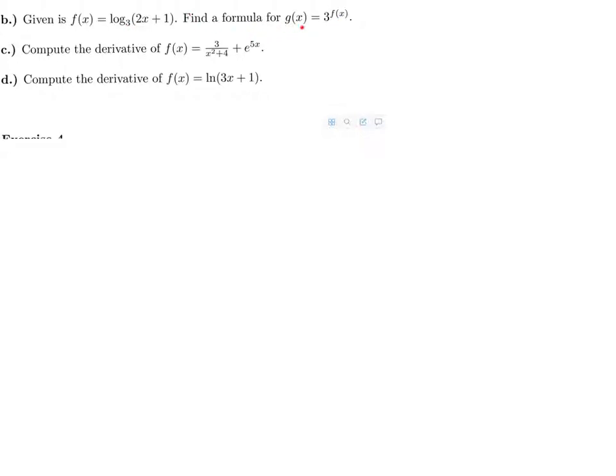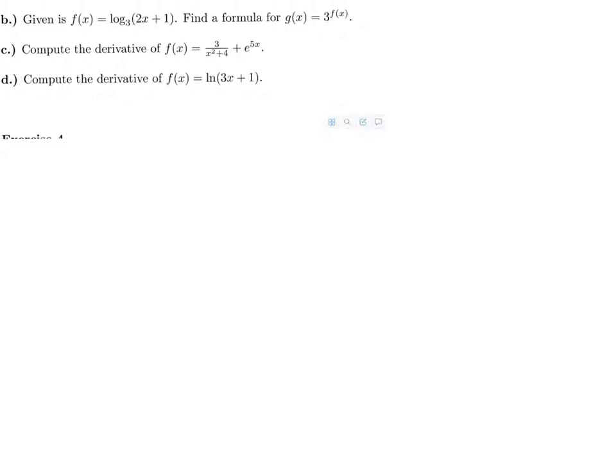So what happens if we take this g of x and we construct it as 3 to the power of f of x? So what happens if we put this here in the exponent of 3? What kind of functions do we get then?